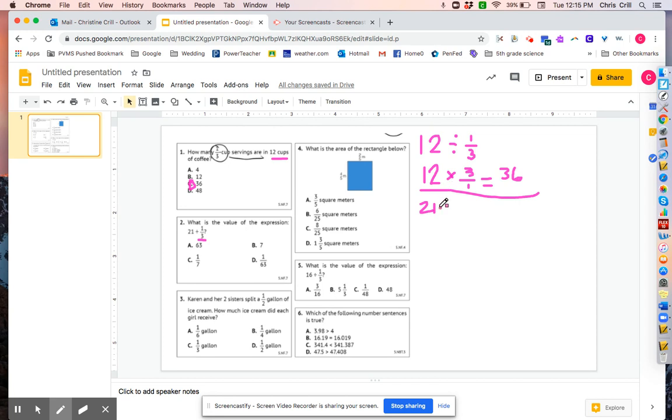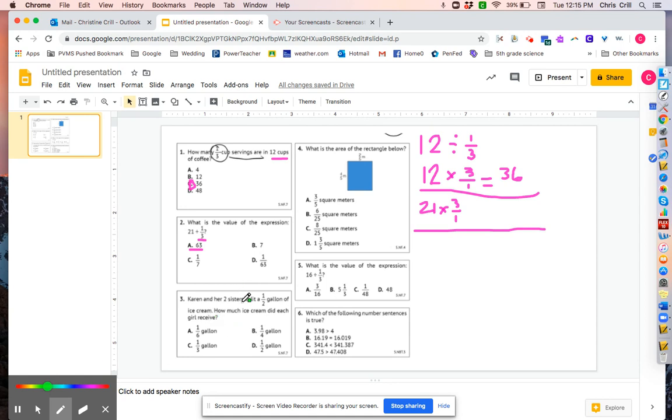So we're going to flip our division to multiplication, and then flip 1/3 to 3 ones and multiply 21 times 3. 21 times 3 is 63. Let's move on to number 3.